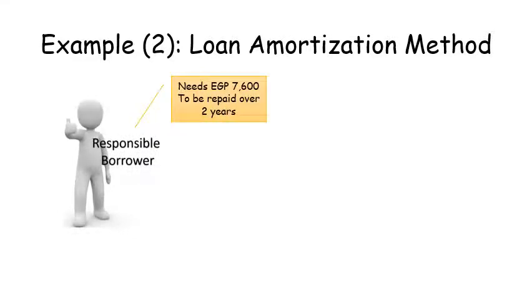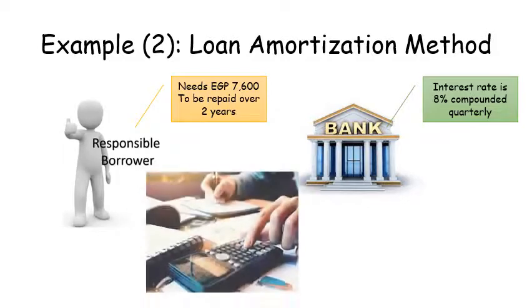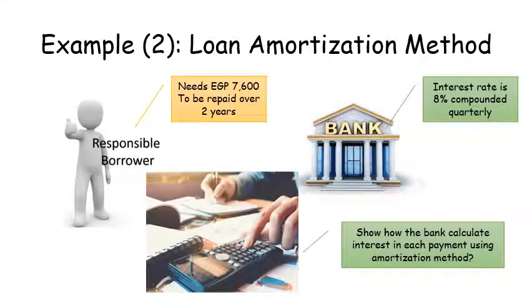Let me give another exercise. If a borrower wants to borrow 7,600 Egyptian pounds for 2 years, the bank will charge an 8% interest rate, compounded quarterly. Calculate the interest expense and the portion of principal that will be repaid in each installment.